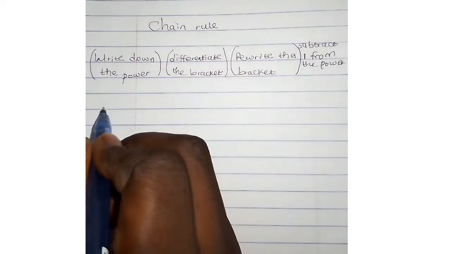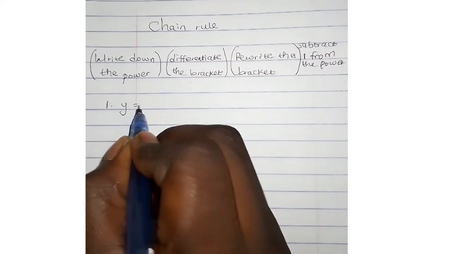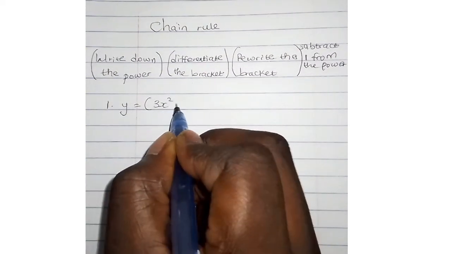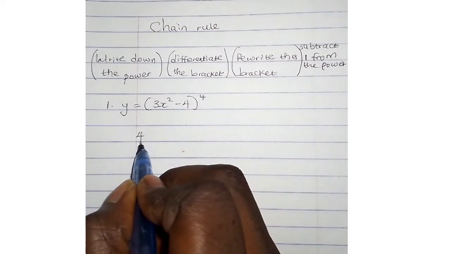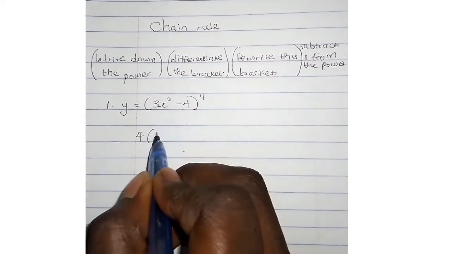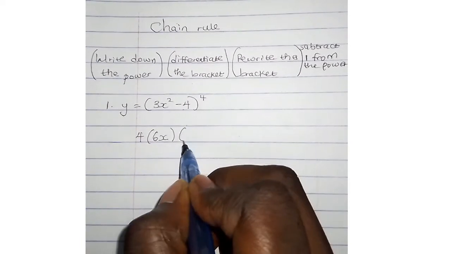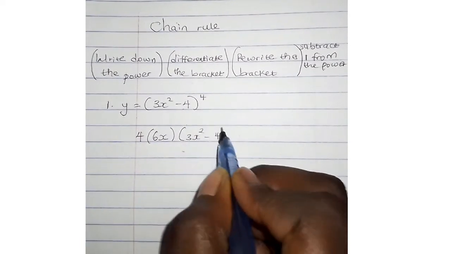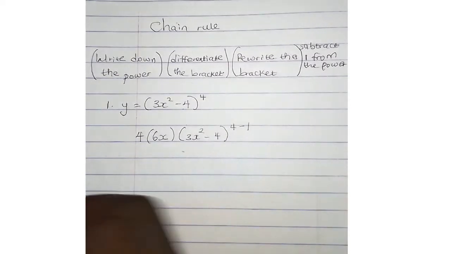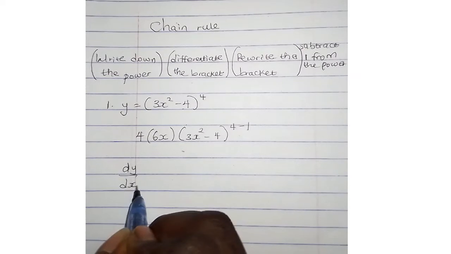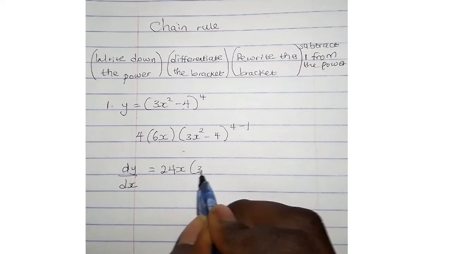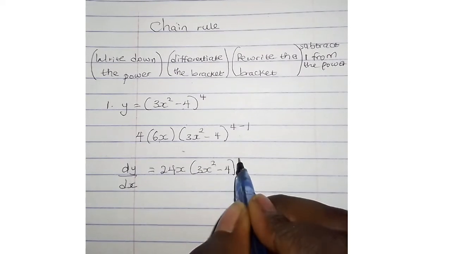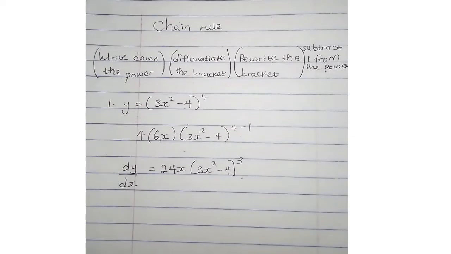We're given a function y is equal to (3x squared minus 4) all to the power 4. Using the steps, we first write down the power, which gives us 4. Differentiate the brackets. When we differentiate this, we have 6x. You rewrite the brackets, then subtract 1 from the power. So dy/dx is equal to 4 multiplied by 6x, which gives 24x all into (3x squared minus 4) all cubed. This is it, short and easy.